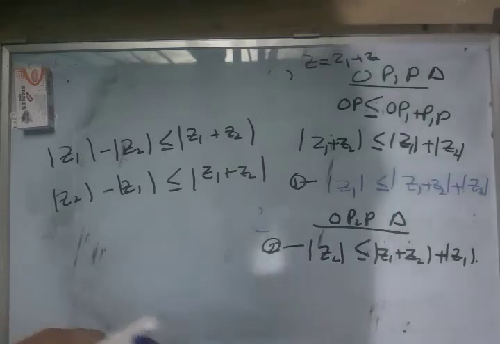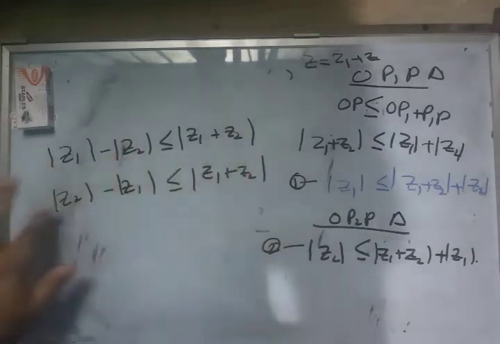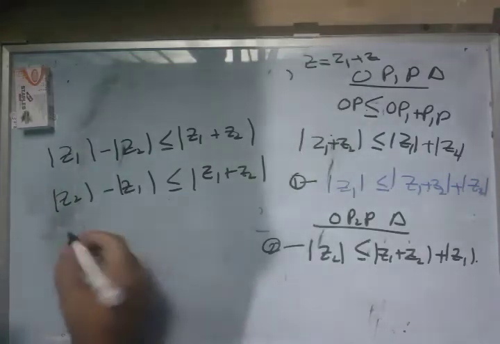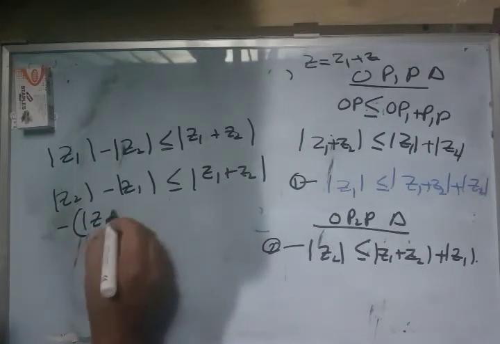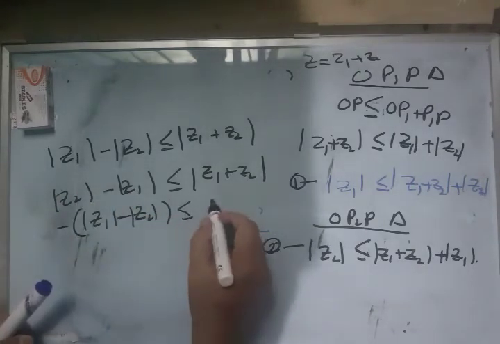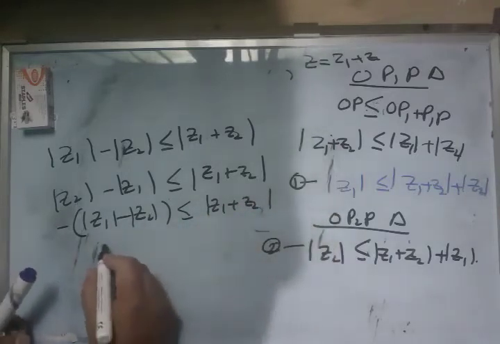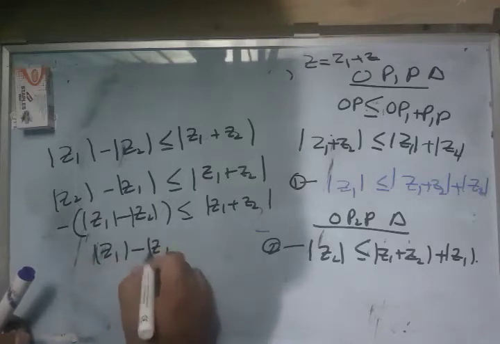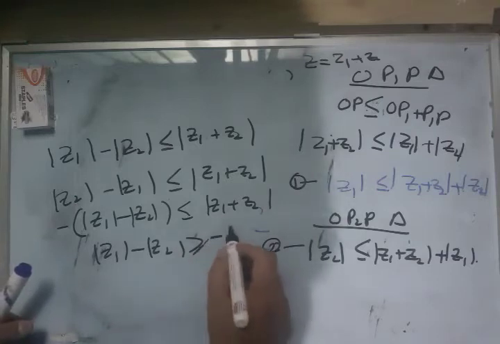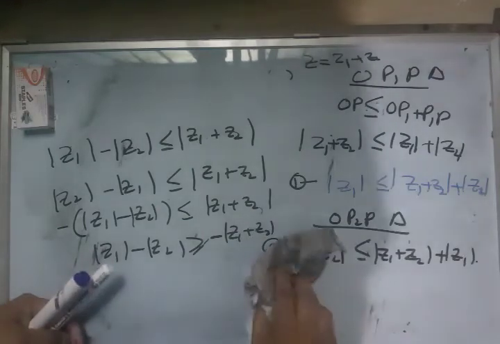Now what I'm going to do here is take a negative sign outside and multiply the complete inequality. If I take minus outside, I get the modulus of z1 minus the modulus of z2, right? The portion changes, the inequality stays the same, and I'm going to multiply by minus 1 on both sides. That will give me, now the inequality changes its direction, minus the modulus of z1 plus z2.